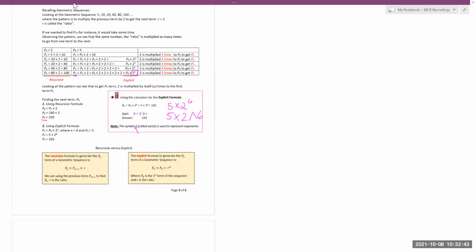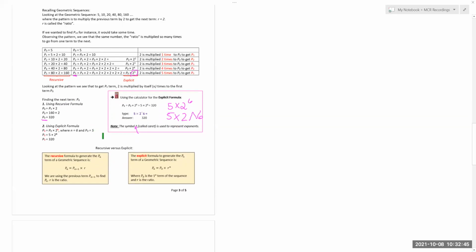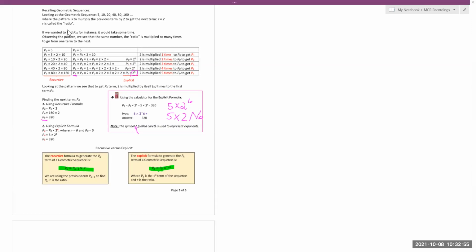So here are your two formulas for those sequences. So recursive, you take the previous term, multiply by R. Explicit, take the initial value and multiply by R to the n.